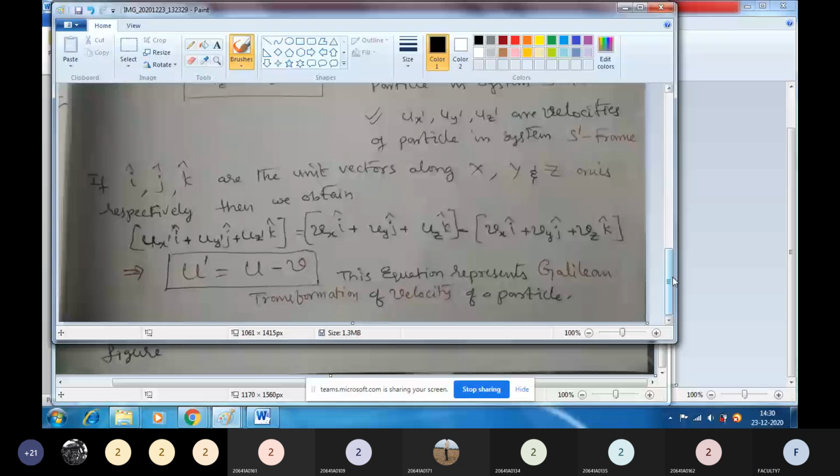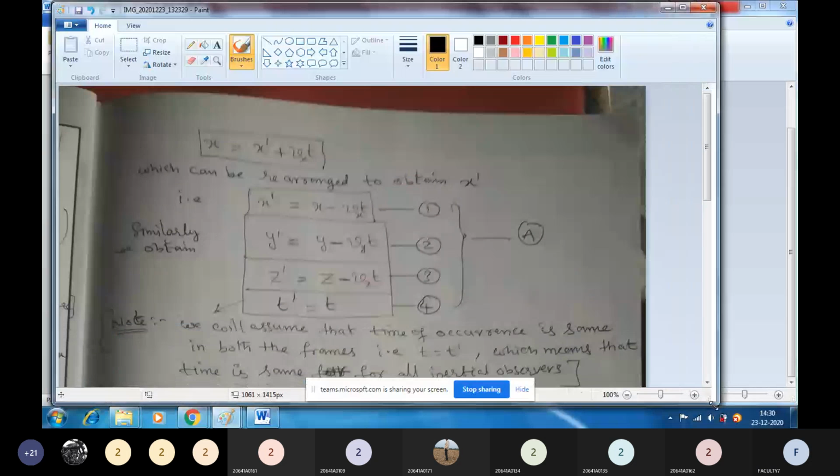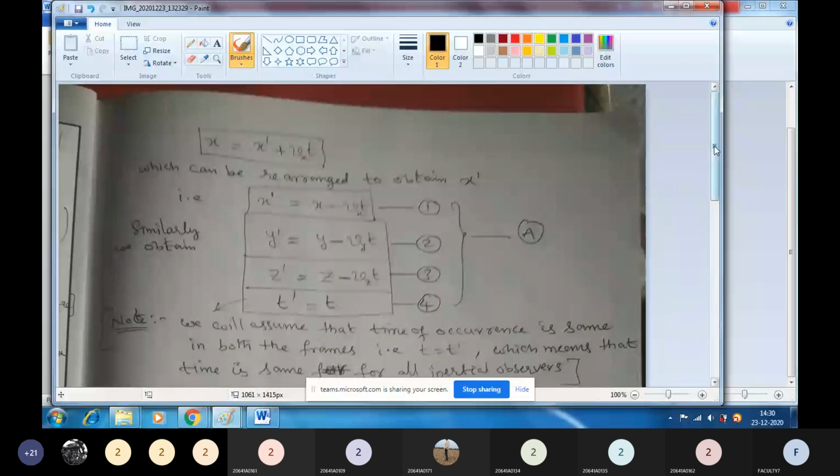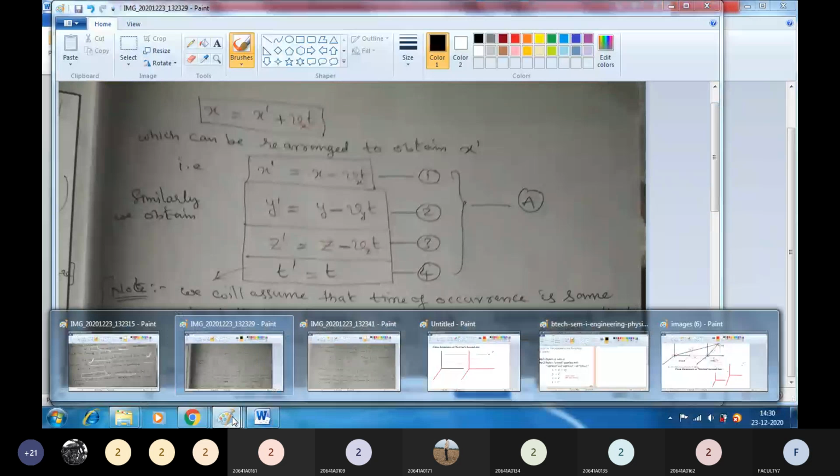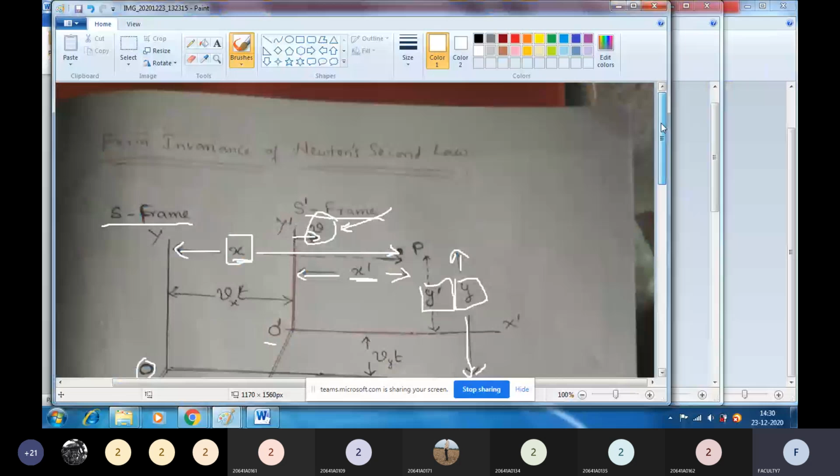Okay, now refer to the diagram. Let me go with the first image itself. Okay, now here this is the diagram. Now X, what is X? It is the distance from the first frame to point P. This is point P here.